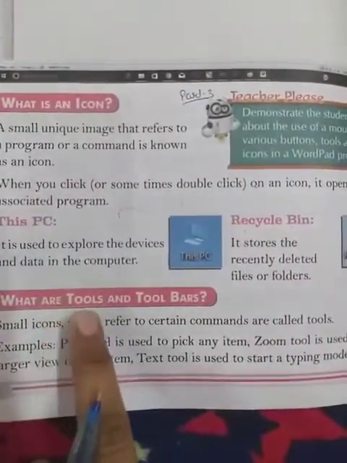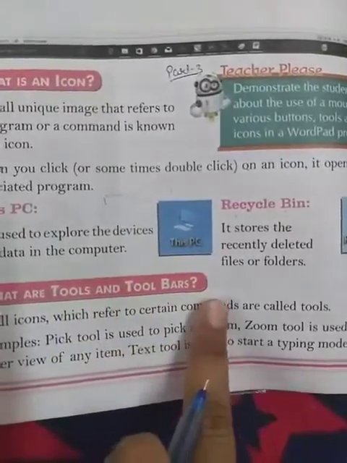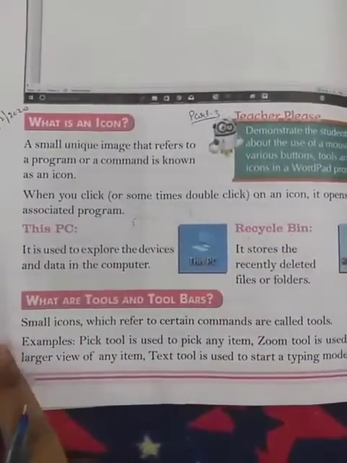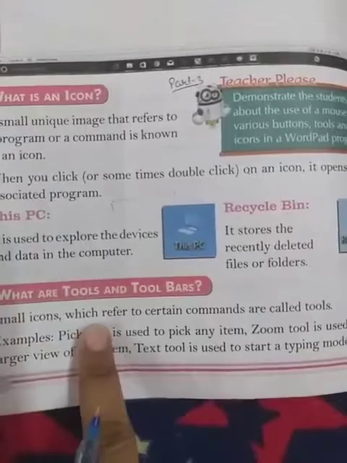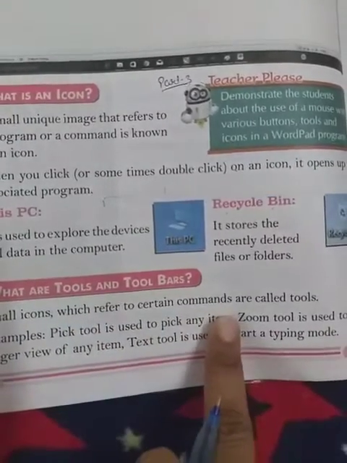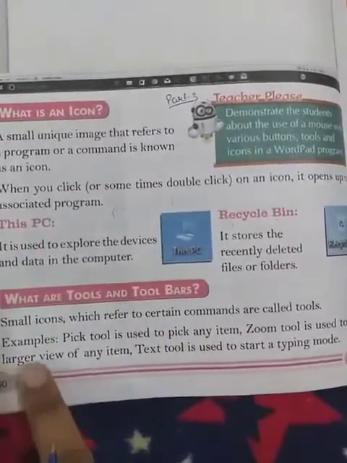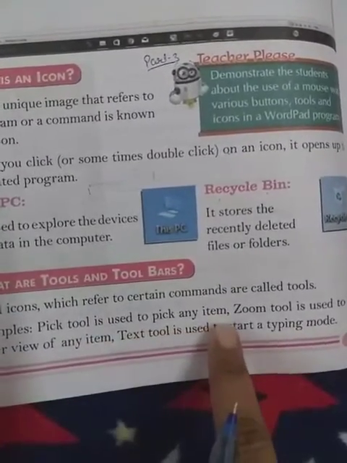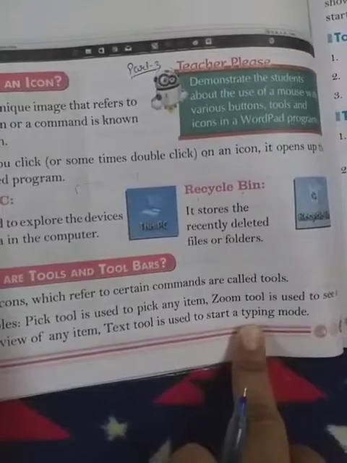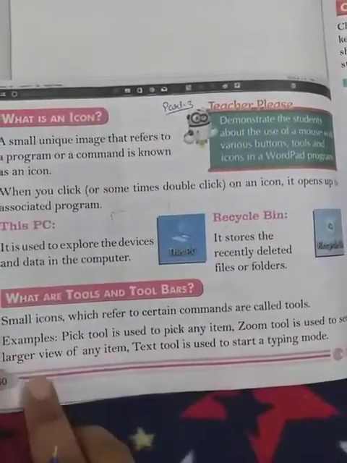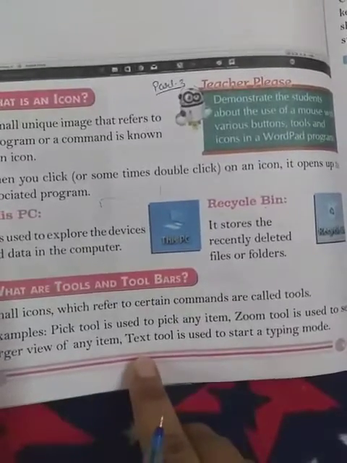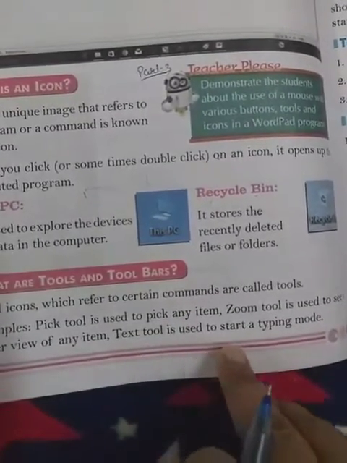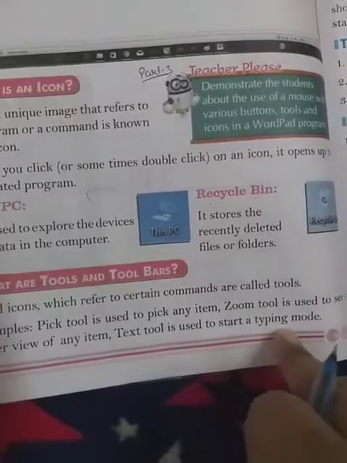Okay, now come to the next point. What are tools and toolbar? Okay, small icons which refer to certain commands are called tools. Example: Pick tool is used to pick any item. Zoom tool is used to see a larger view of any item. Text tool is used to start a typing mode.